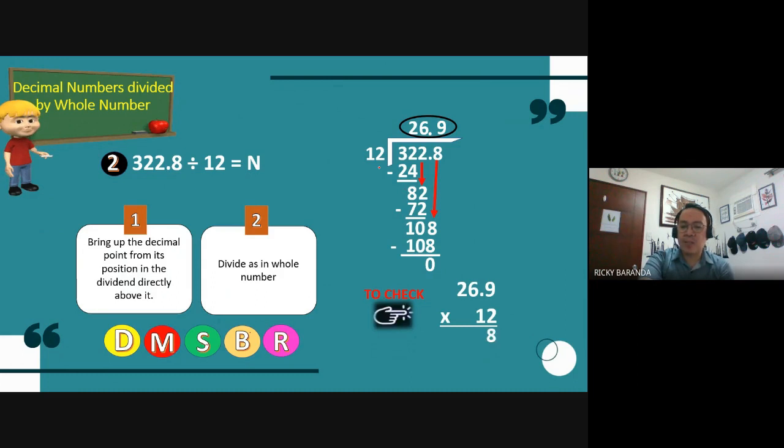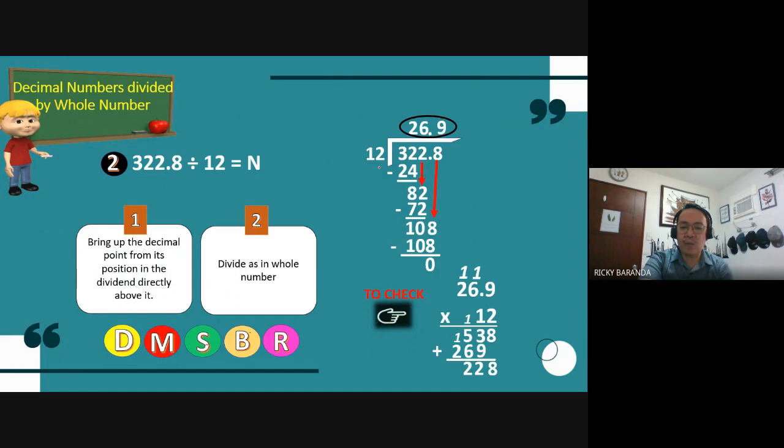So 9 times 2 is 18, carry 1. 6 times 2 is 12, plus 1 is equal to 13, bring down 3, carry 1. 2 times 2 is 4, plus 1 is equal to 5. Then 9 times 1 is 9, 6 times 1 is 6, 2 times 1 is 2, then add the partial product. Bring down 8, 3 plus 9 is 12, bring down 2, carry 1. 1 plus 5 is 6, plus 6 is equal to 12.